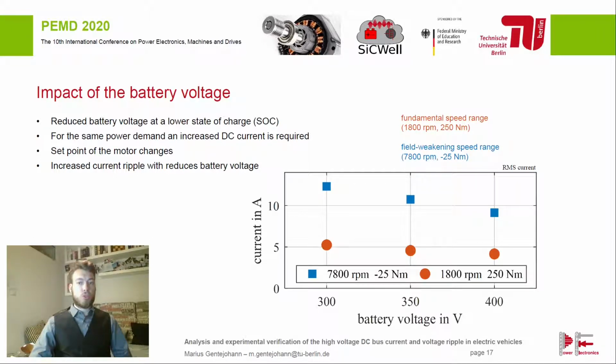The diagram shows the DC bus current ripple for different battery voltages. Two operation points, one in the fundamental speed range and the other in the field weakening speed range, show that the current ripple rises with the reduced battery voltage.